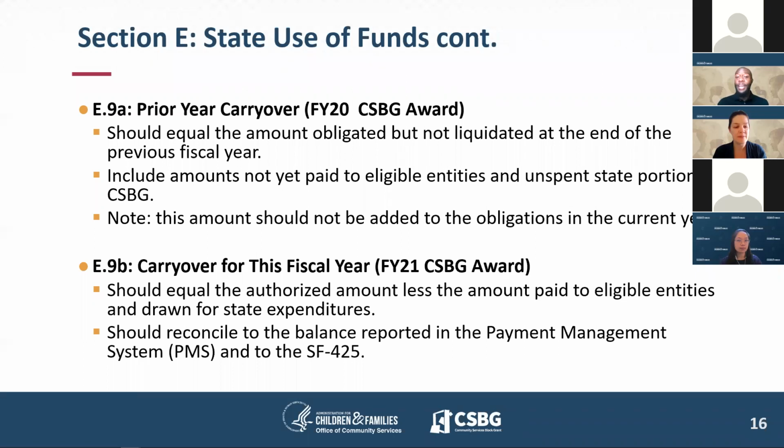What we're looking for is how much is remaining to be obligated in the second half of the FY 2021 CSBG awards. If it looks like the calculations are not correct within the smart forms, please send us an email before you submit to address that issue.